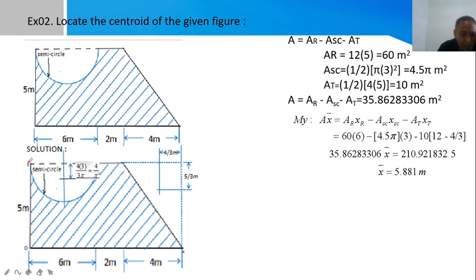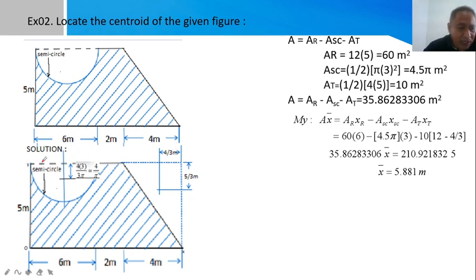From y, this is 12. If that is 12, half of that is the location of my centroid. So that would be 6. So that is 60 times 6. This is the distance to the reference axis from the centroid of my entire rectangle. Now, semicircle. This is the area of the semicircle multiplied with, now semicircle has a line of symmetry.